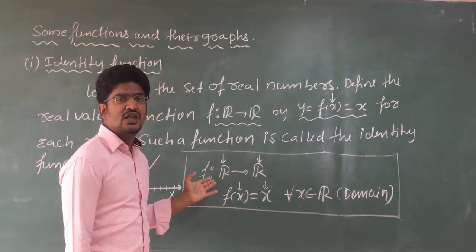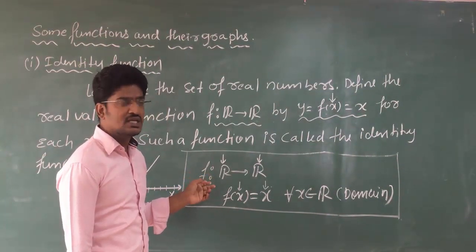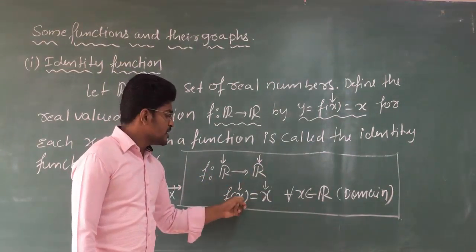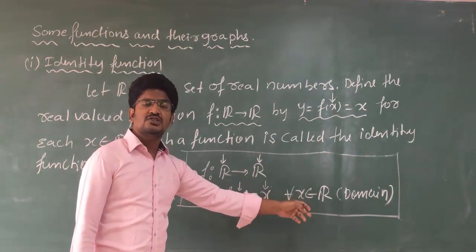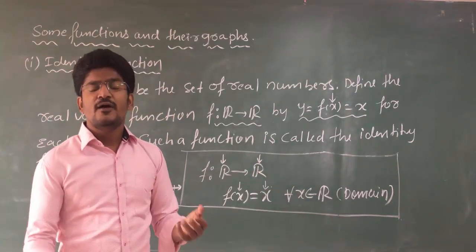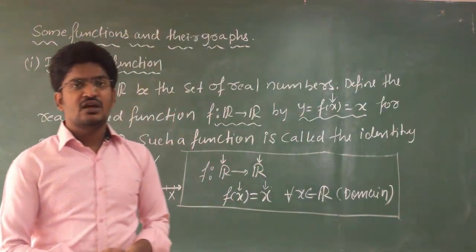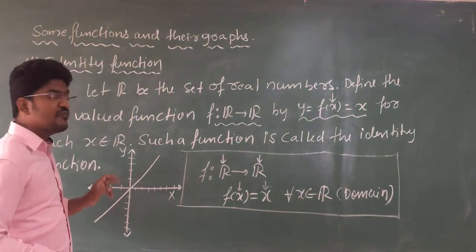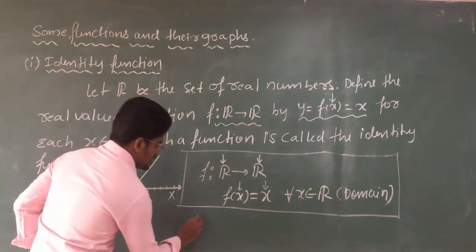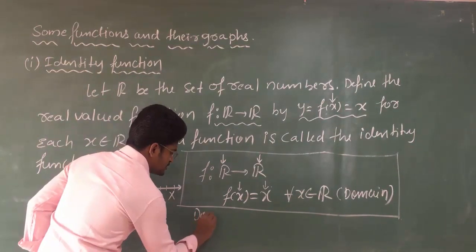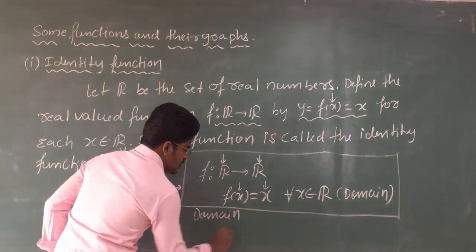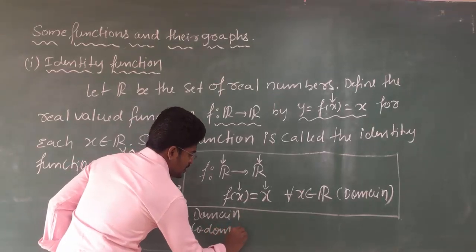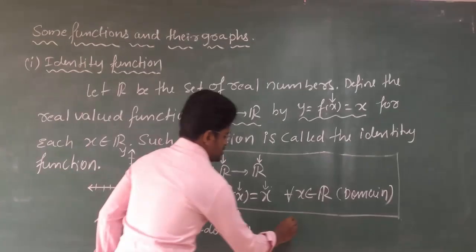Let R be the set of real numbers. Define a function f from R to R, defined by f of x equal to x for every x belongs to R. Such a function is called identity function. Clear? So you remember these notations, you remember this graph. Next, the important thing is domain, codomain, and range.